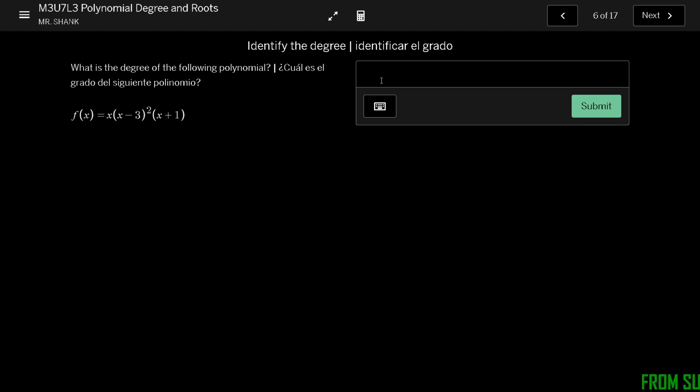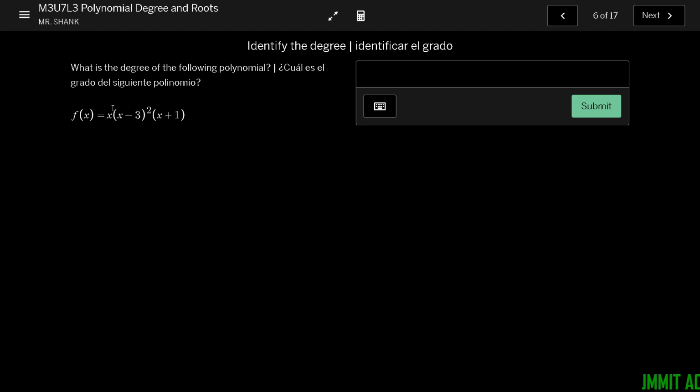So similar idea with this, a little bit different looking of an equation. We have a factored form equation because I have multiple sets of parentheses, but I'm saying this: I have x to the first power, I have x to the second power, and I have x to the first power again. So since it's in factored form, I have to add them together.